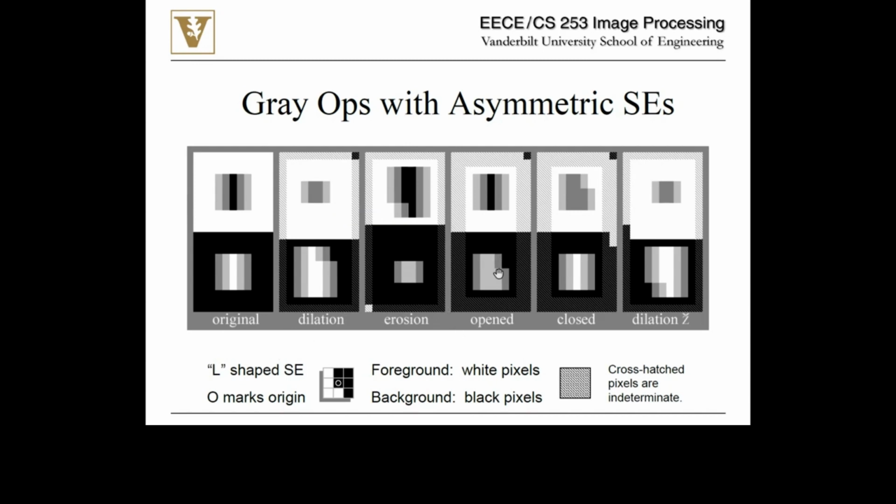And then the opening is removing the high peaks. So this high peak here has disappeared. And the closing is removing the valleys. So this valley here disappears. And again, always with the shape of the structuring element. And here you have another example, dilation with the square, and now with the mirror. So instead of having the L, you have the inverted L.